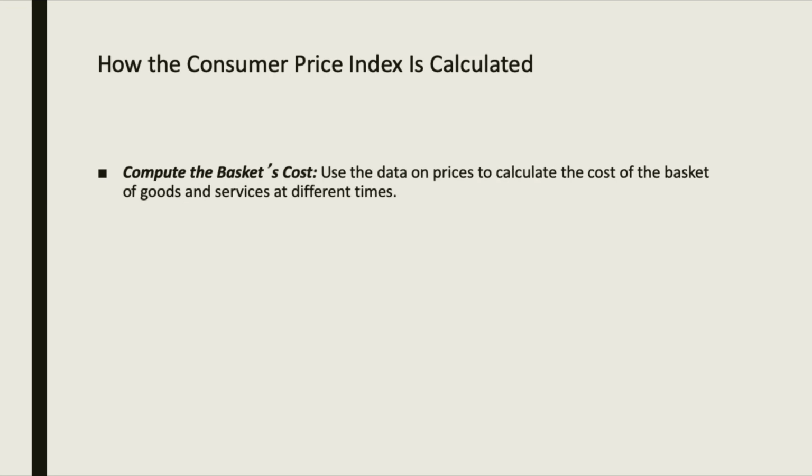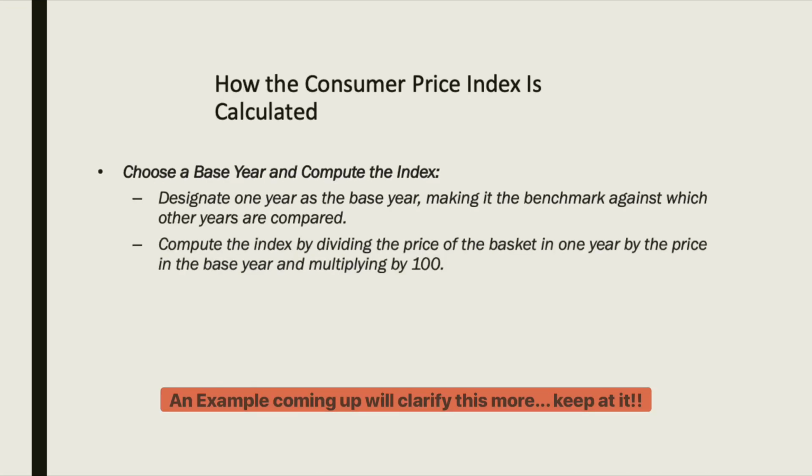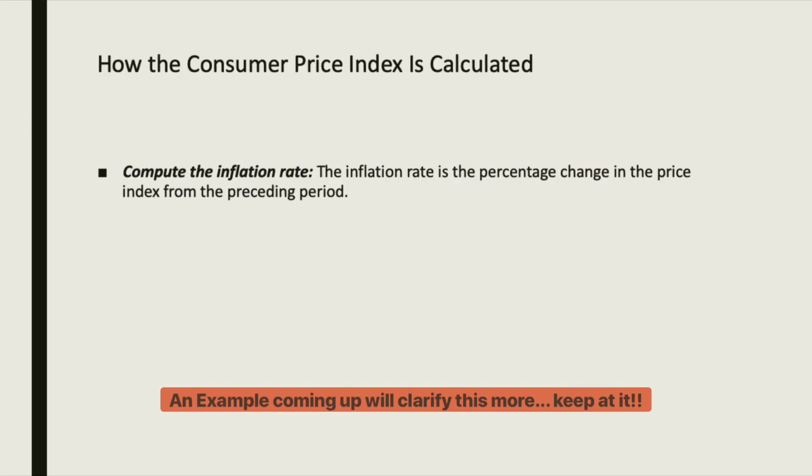Once they have the prices of these items, the third step is using the prices to calculate the cost of the basket. If you were to buy the basket, how much would it cost? So using the price, you multiply the price by the items and you come up with the cost of the complete basket. The fourth step is to use the cost of the basket and come up with the consumer price index. And finally, using the consumer price index, you calculate the inflation rate.